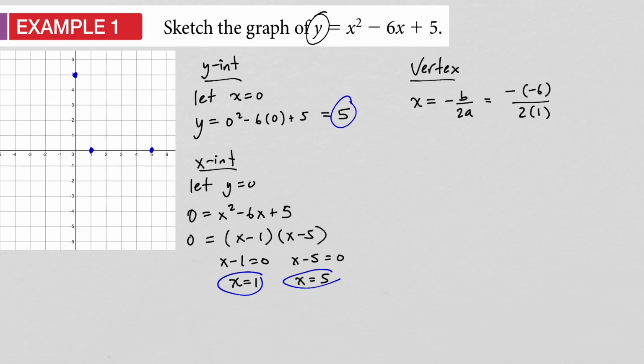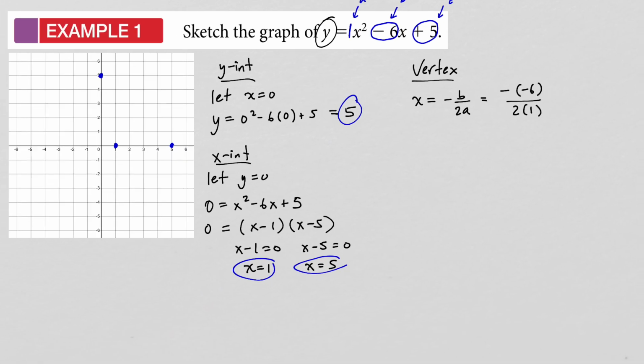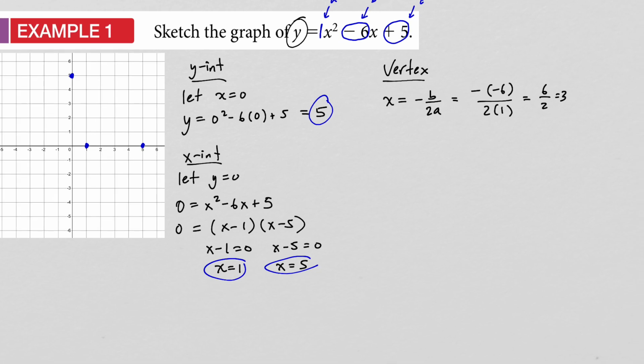So if you're wondering where I'm getting these numbers from, remember the number in front of x squared is a, the number in front of x is b, and of course this number here is c. So when we say it's negative b divided by 2 times a, we're plugging in the numbers b and a that you see here. So now if we do the math on that, negative 6 is 6 divided by 2, which gives us a value of x equals 3.